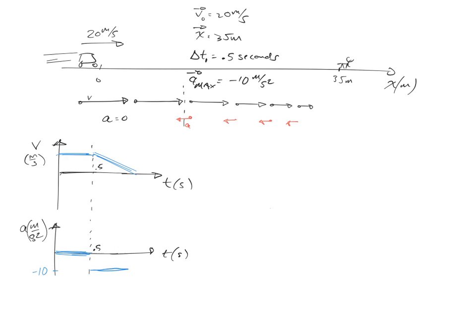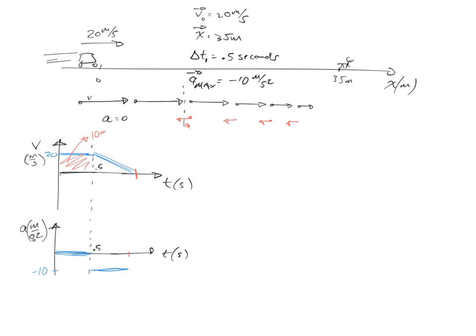Well, let's see what I can figure out. I think right away, oh yeah, I also have this number here. And I can find this area right off the bat. That's going to be 20 times 1/2, which is 10, and the units will be meters. So that's my displacement before my foot actually hits the brakes. And I don't yet know what moment in time this is.